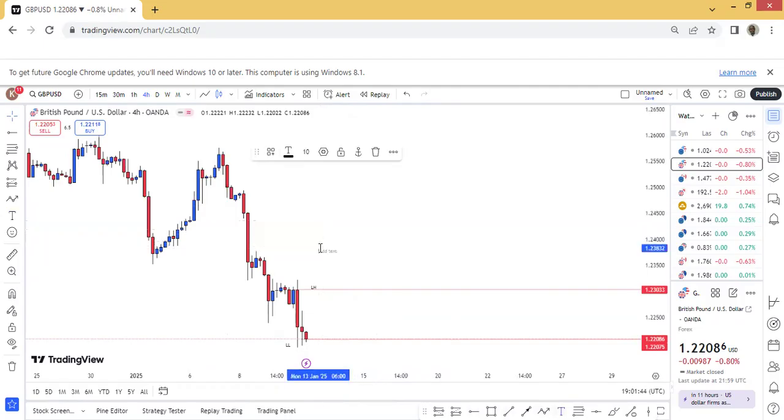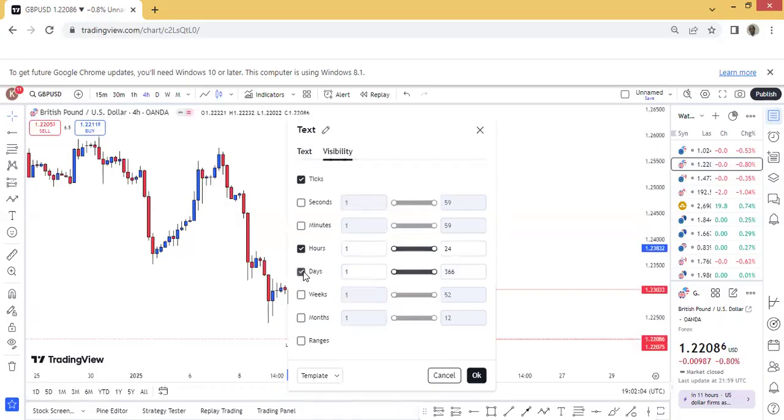Our summary goes like this. Weekly, we are bearish. Daily, we are bearish. And 4 hours, we are bearish. And I want to see these on all the time frames.